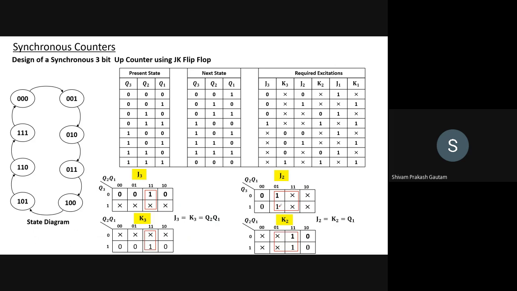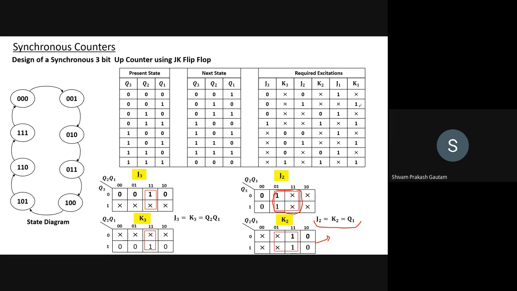now you have to group it. When you group it, it is grouping in a quad. You can say this is a quad grouping. And for this J2, the expression will be equal to, I think, Q1. So you can see J2 is equal to Q1. Similarly, you can find for K2, it is also coming Q1.